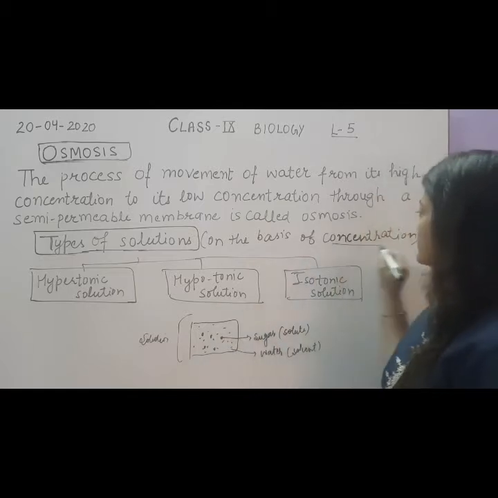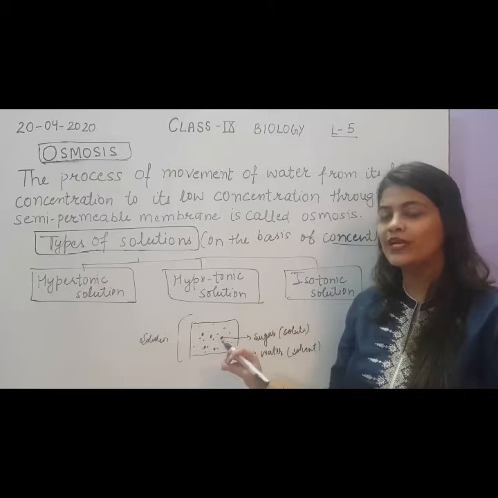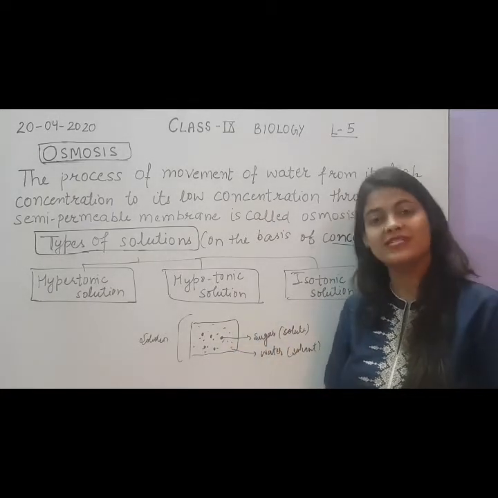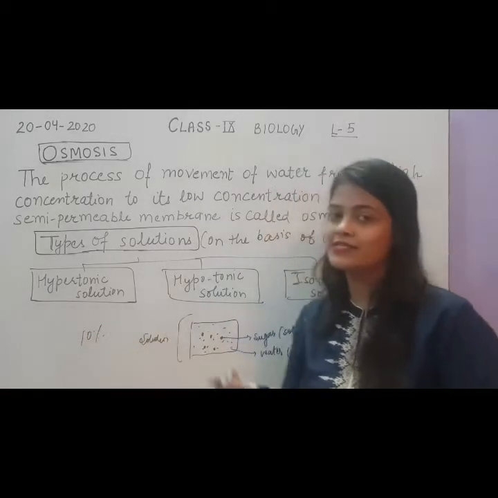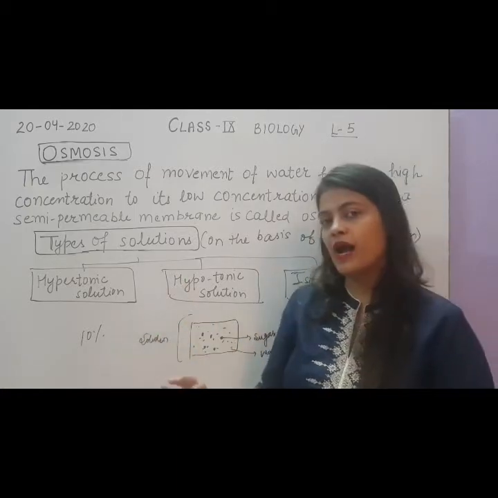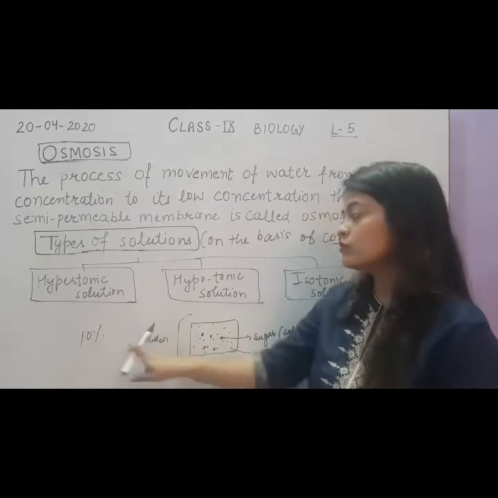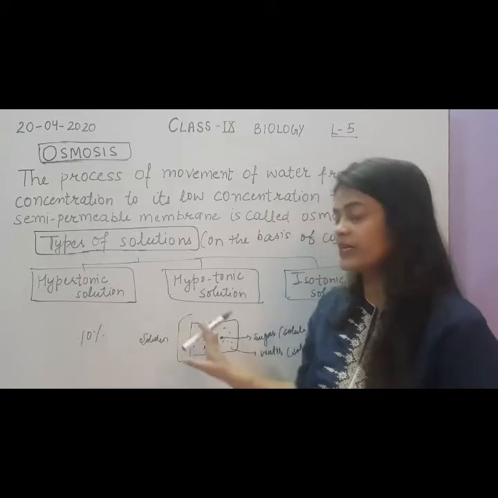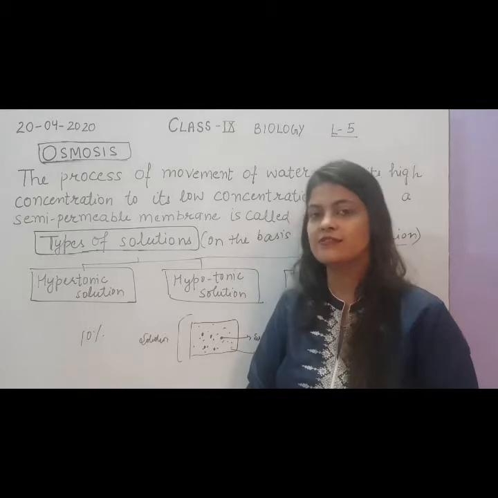Now what is this term concentration? Concentration means how much amount of solute is present in the solution. You can calculate it in the form of percentage. Like if we say that a solution has 10% concentration, it means that it has 10 parts solute and 90 parts solvent. So it means 10 grams of sugar is present in the solution. So it is always represented in the form of concentration.